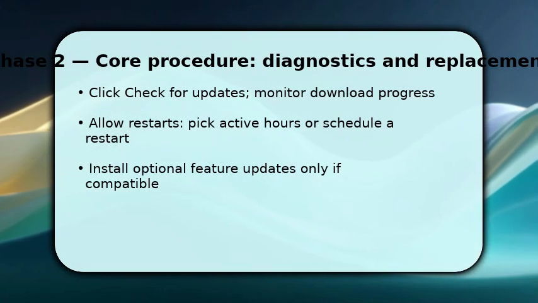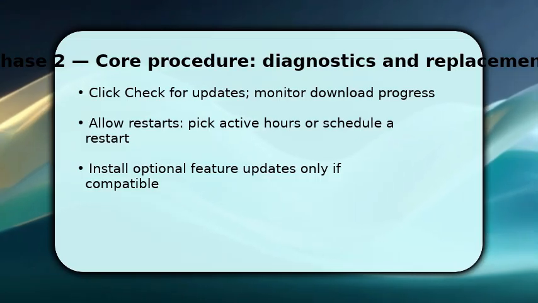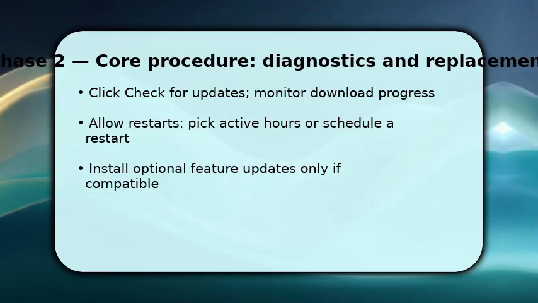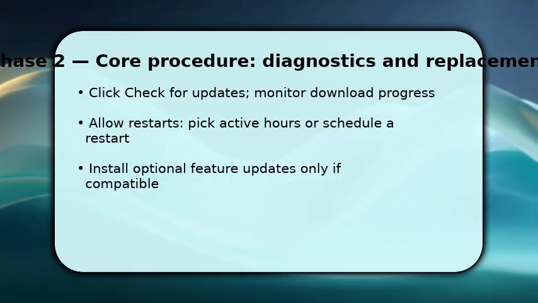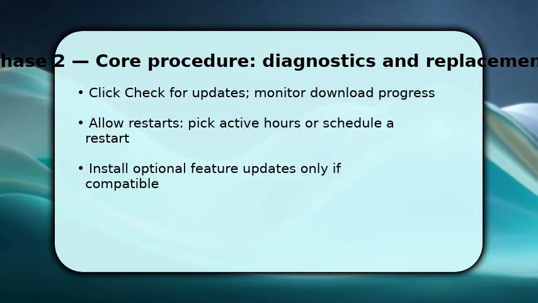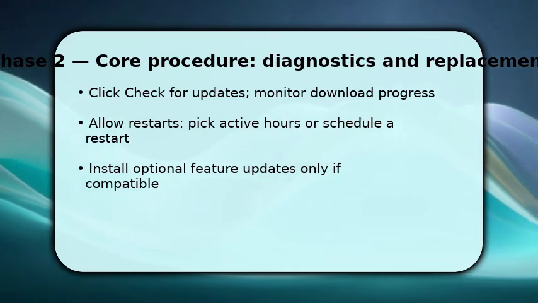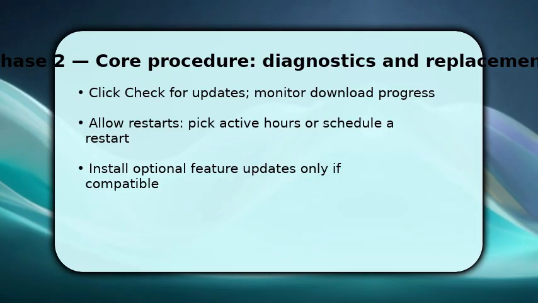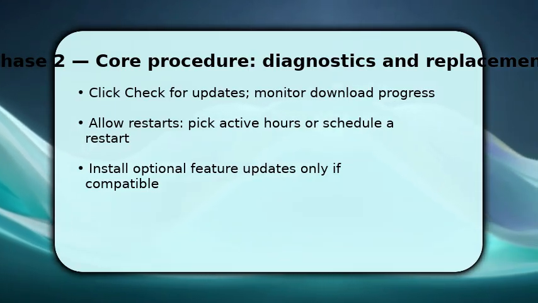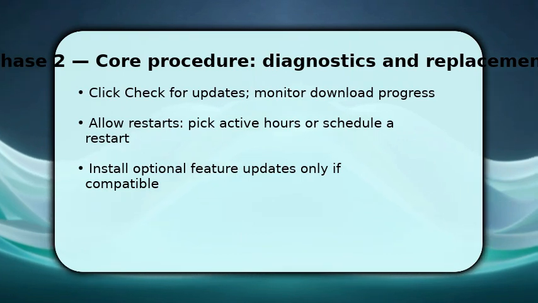Once Windows finds updates, you click Check for Updates and watch the download percentage. Larger feature updates can take 20-60 minutes or more depending on speed. Make sure to set active hours or schedule a restart so work isn't interrupted. You can also allow the system to restart outside those hours. If an optional feature update appears, confirm hardware and app compatibility before installing it. Throughout, keep the device connected to power and a stable network to prevent corruption during installation.